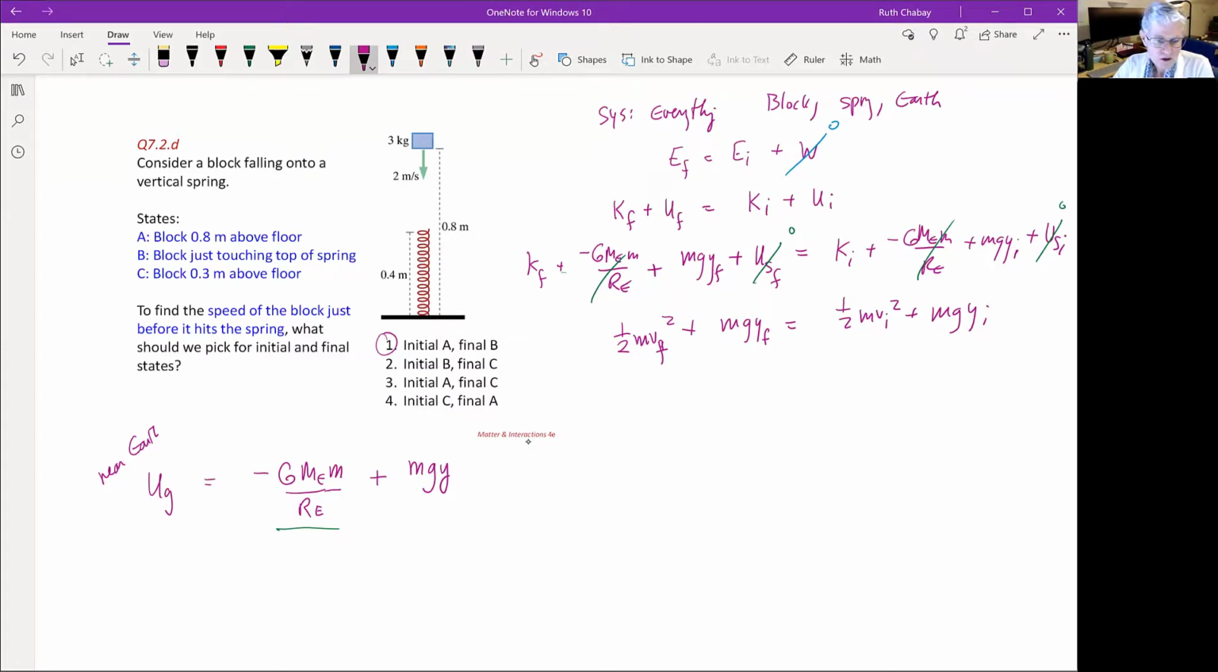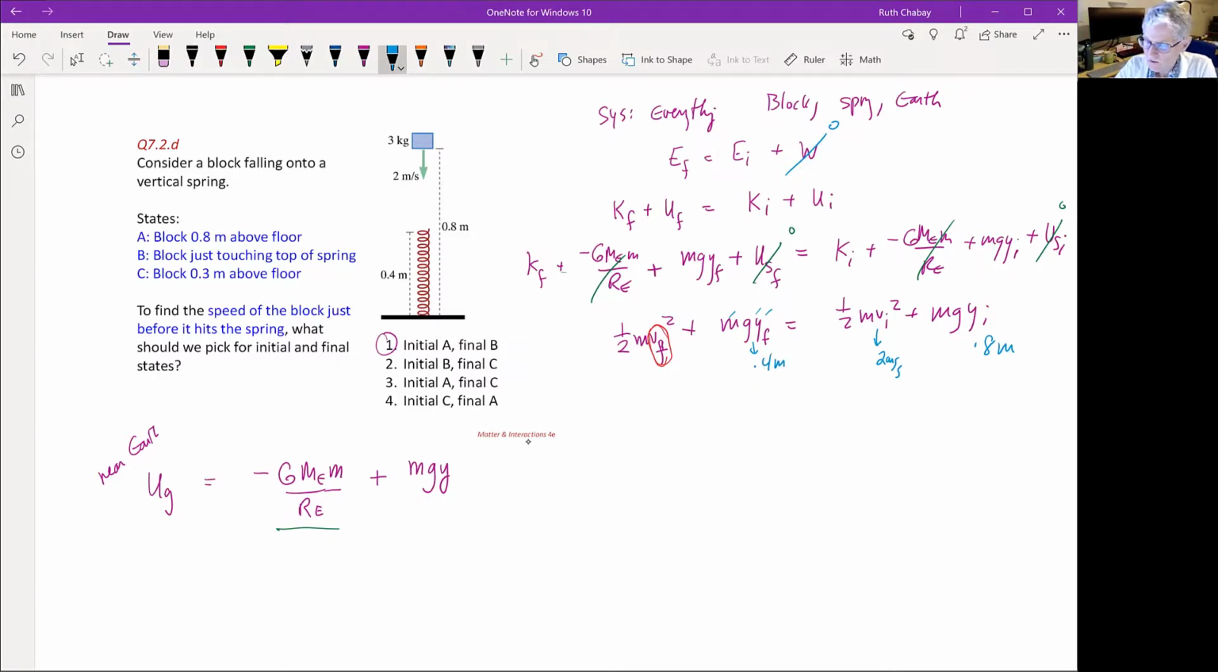And now we know all these values. So the question is, what is our unknown? And this is our unknown, so y final. We know the mass of the block, we know g, we know the final distance, that's going to be 0.04 meters, right? And here we know the initial speed, that's 2 meters per second. And we know the initial y, that's 0.8 meters. Not 0.04, 0.4.